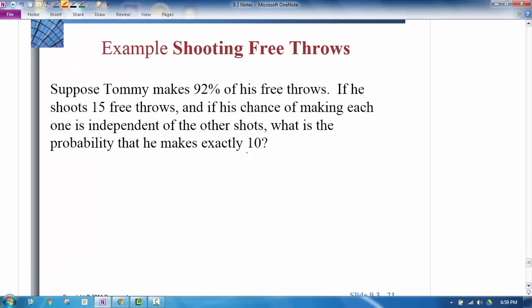So we can do the same thing if we're going to shoot 15 and make exactly 10. If we make exactly 10, we're talking about 15C10, probability of success to the 10th power, probability of failure to the 5th power. Now actually, because I usually start at 0, I'd usually put a 5 here. But it doesn't matter. Pascal's triangle is symmetric, so these terms are symmetric out front here. 15C5 is the same as 15C10. So we could evaluate this then.